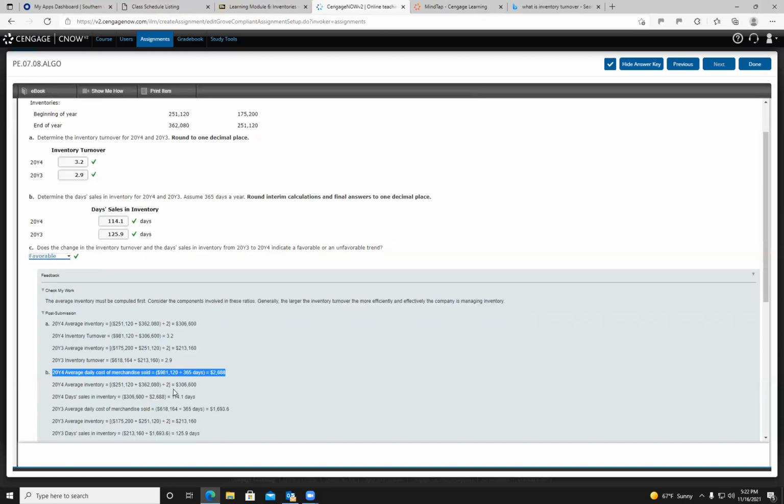Again, you have to calculate your average inventory. We calculate average inventory by taking the beginning year inventory, adding it to the end of your inventory and dividing it by 2. And that is your average inventory. So you take that average inventory of 306,600 divided by your daily cost of merchandise sold, which is 2,688. And that gives you days in sales and inventory of 114.1 days. That is your average days sales in inventory.